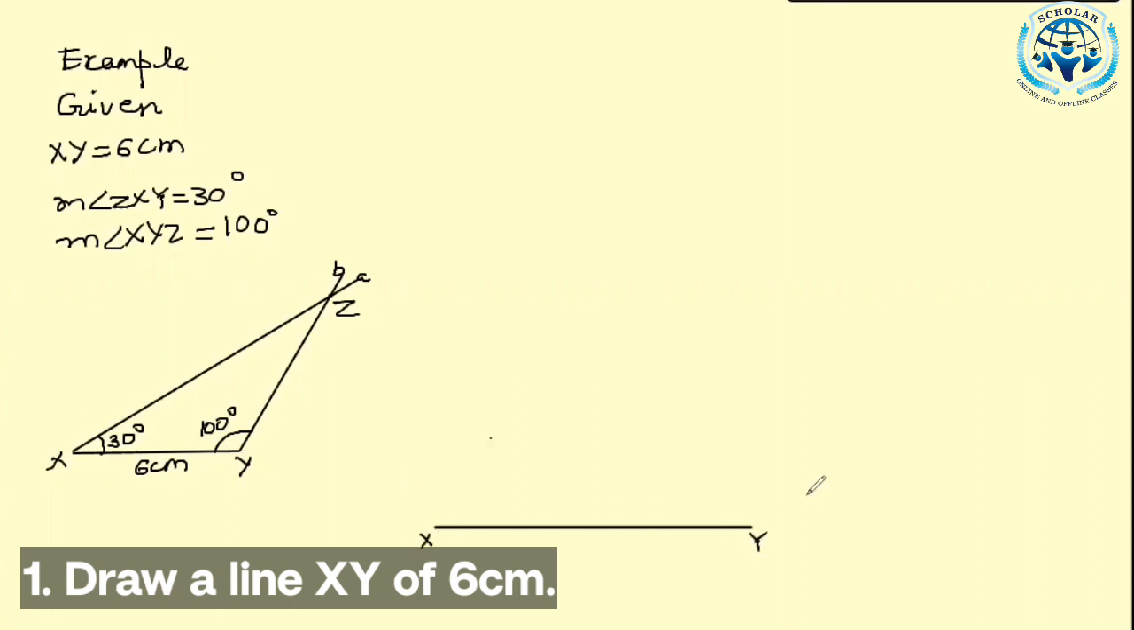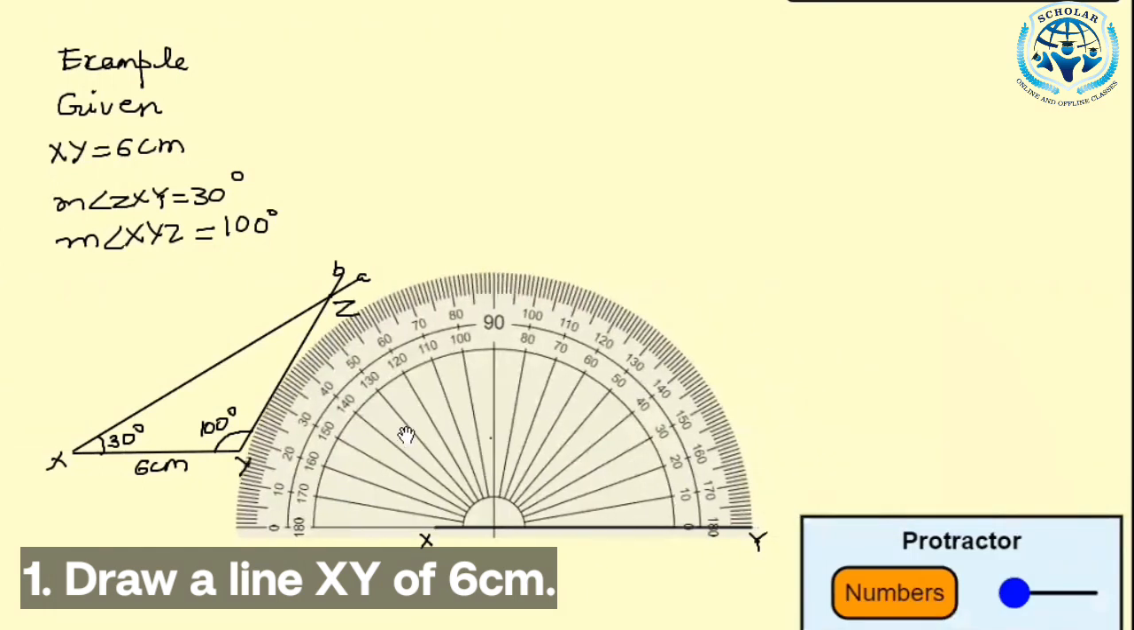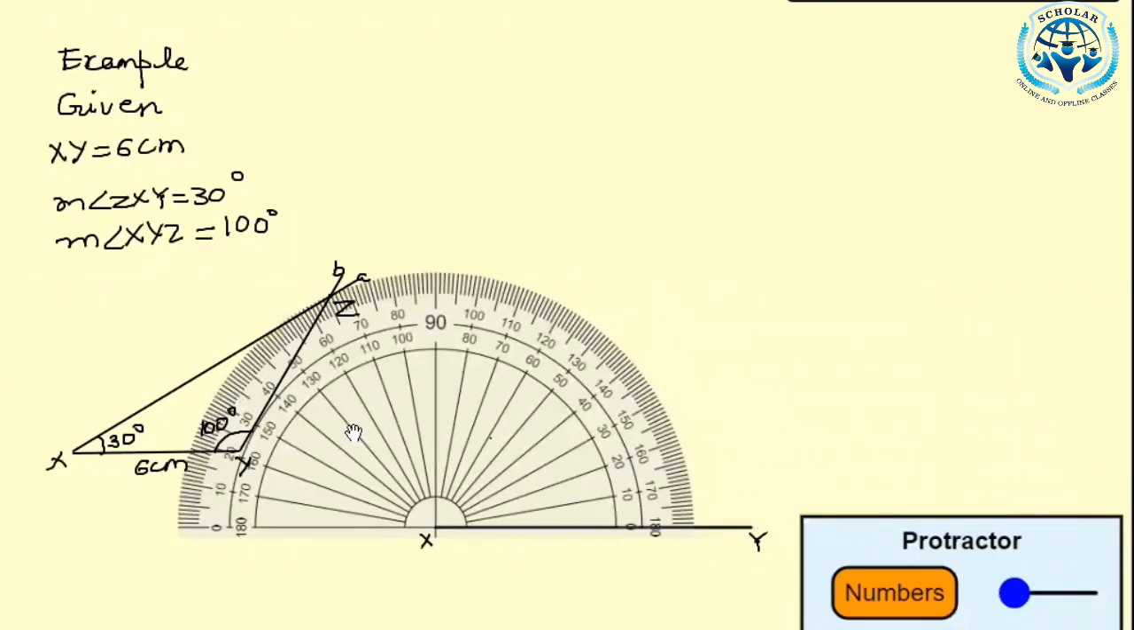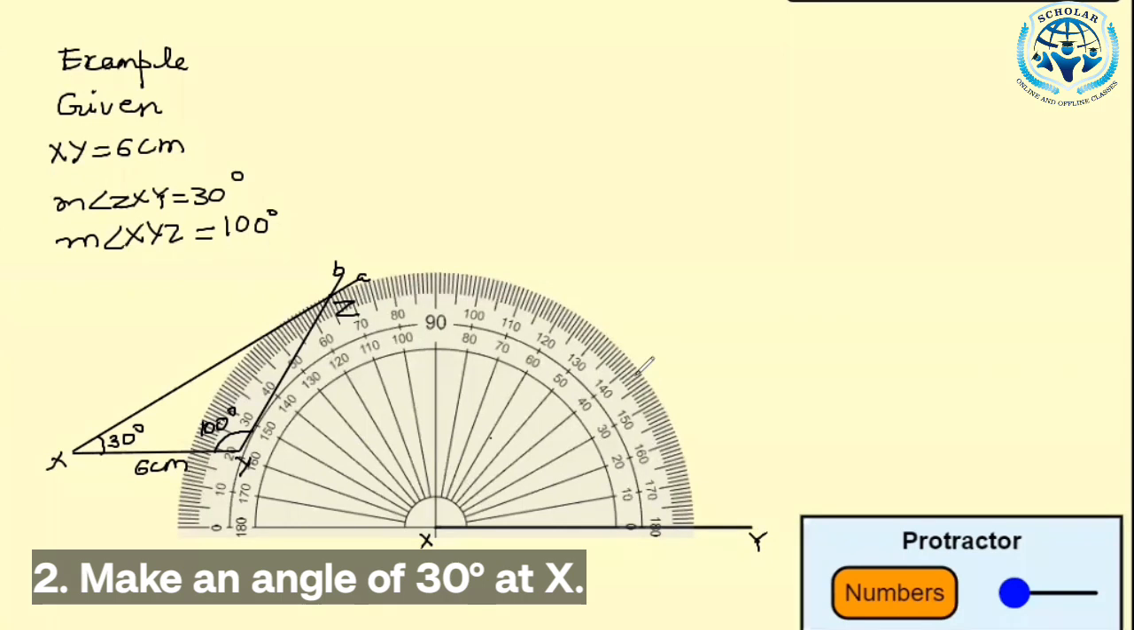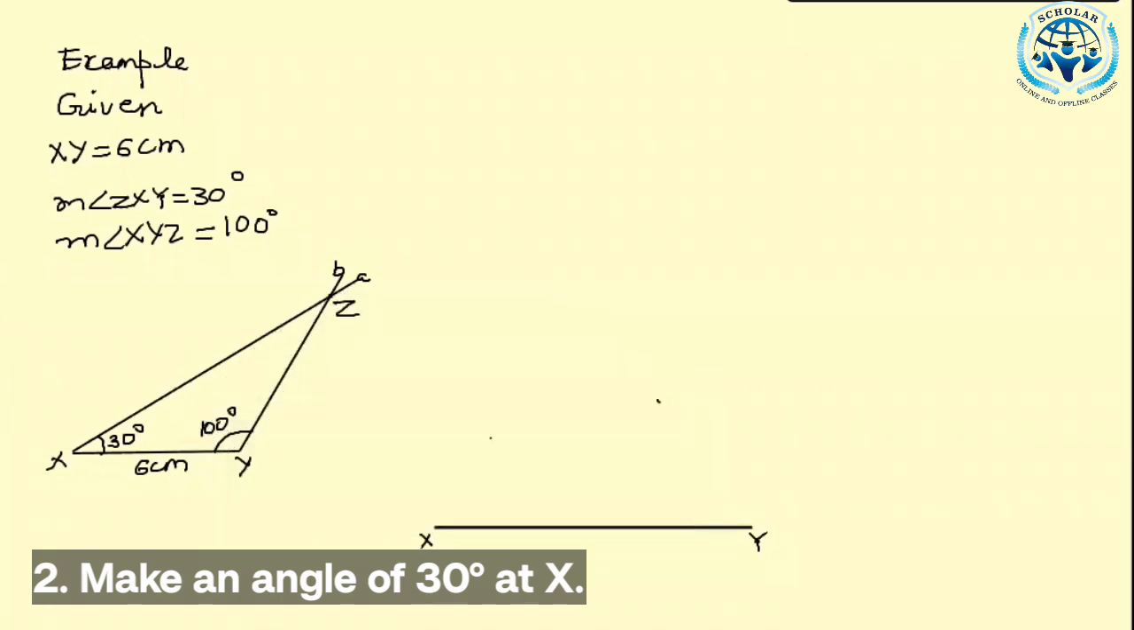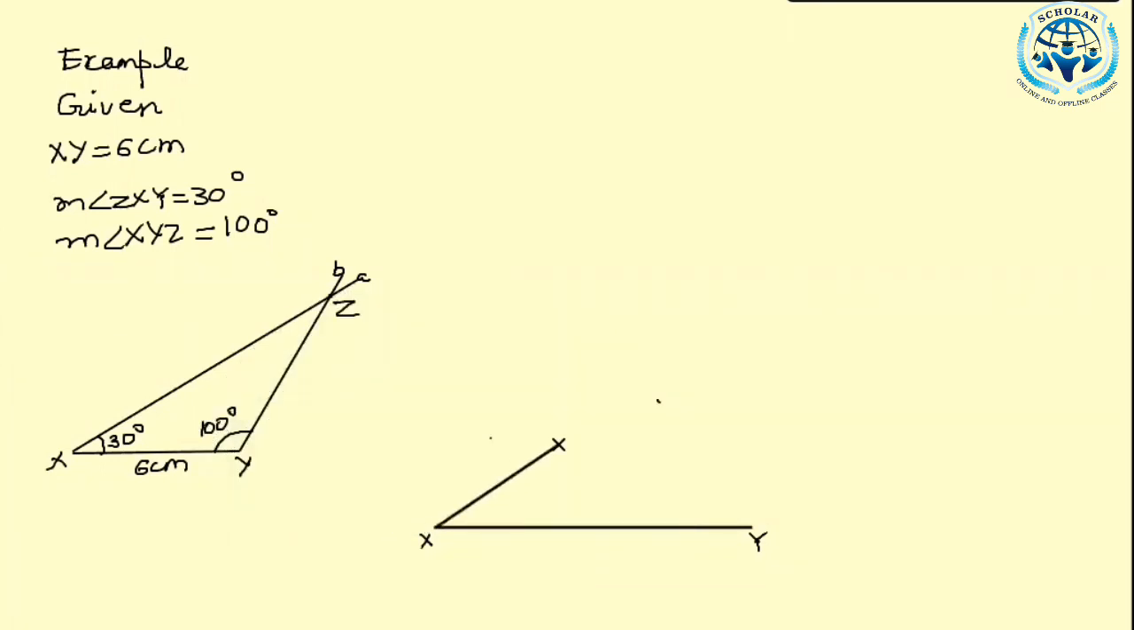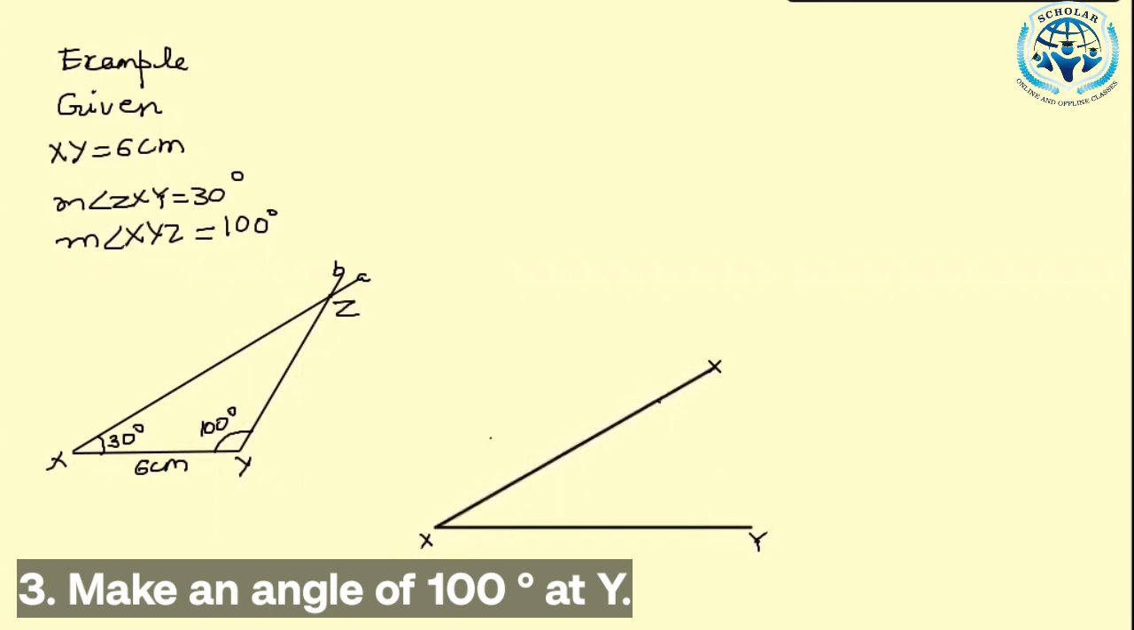This is XY, which is equal to 6 centimeter. Now angle X, it is equal to 30 degree. According to the rough sketch, we will draw the angle Y, which is equal to 100 degree.